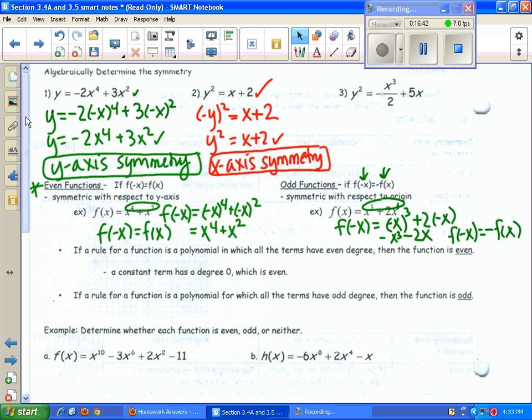And because of what I said in the last equation, if I try to replace both x and y, I would not get the same equation back. So therefore, I know this one is also going to have x-axis symmetry.